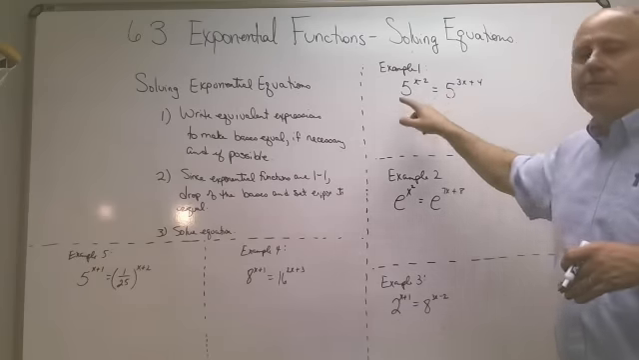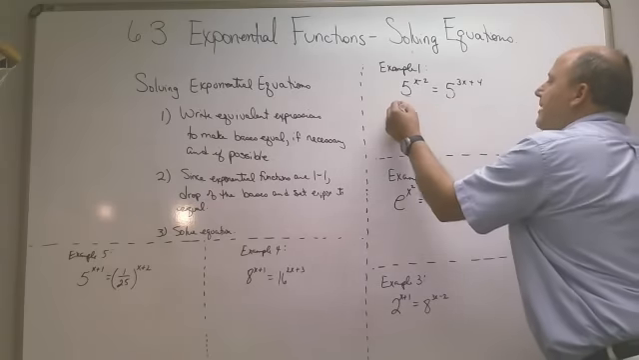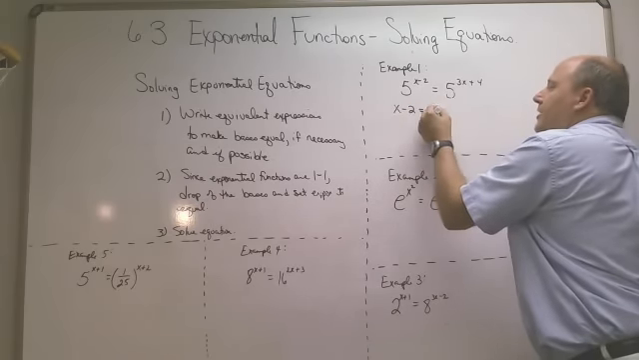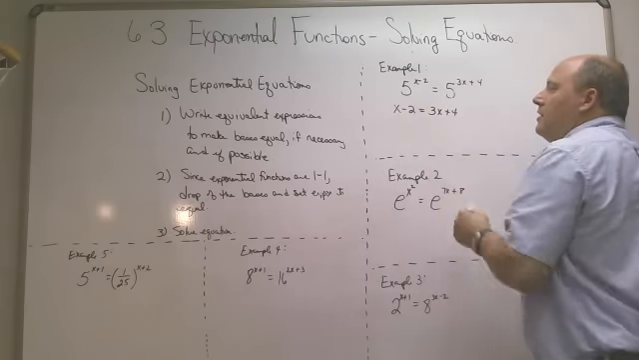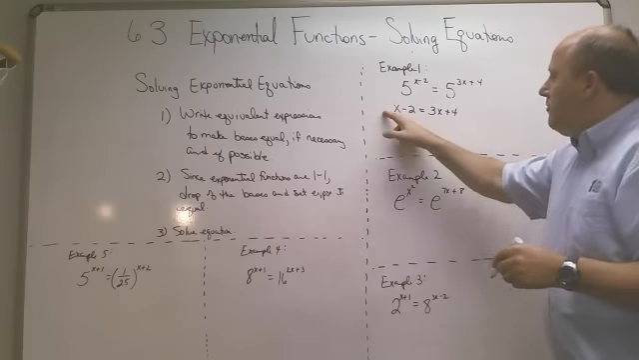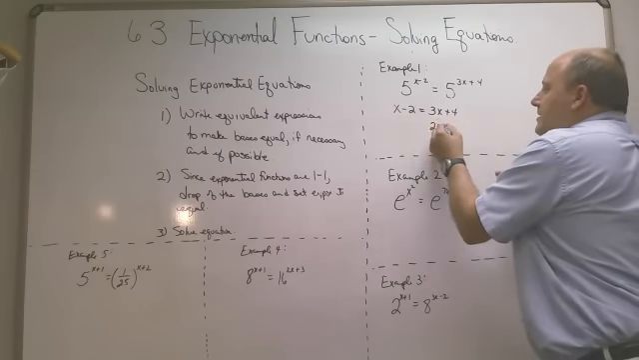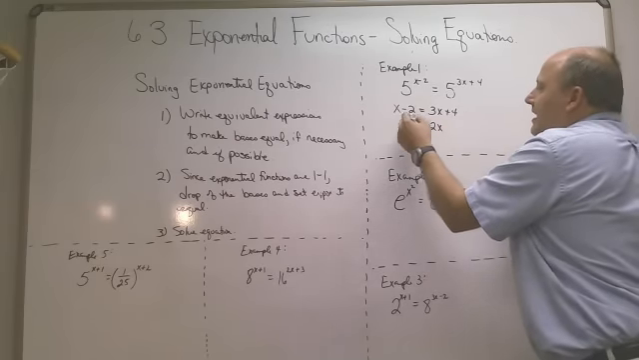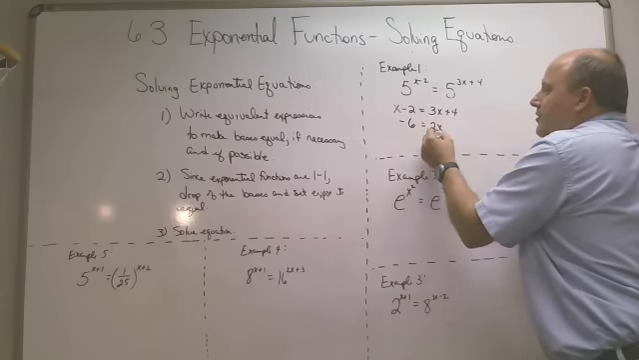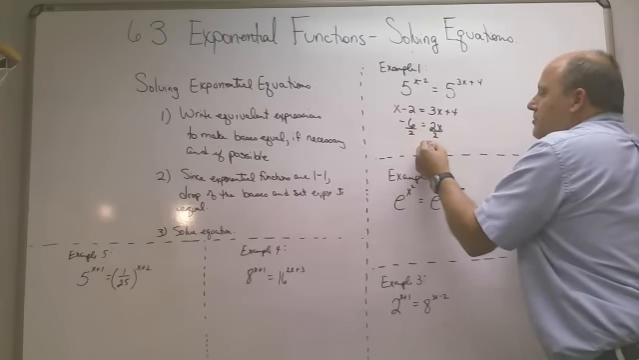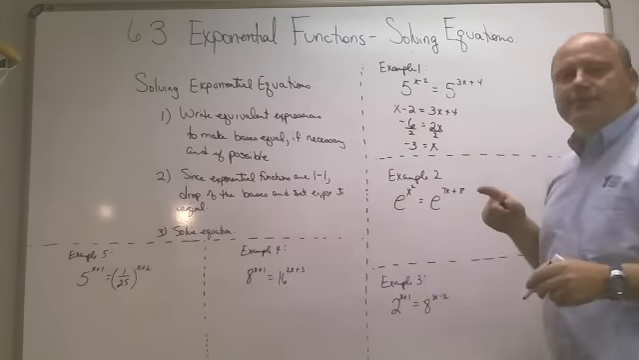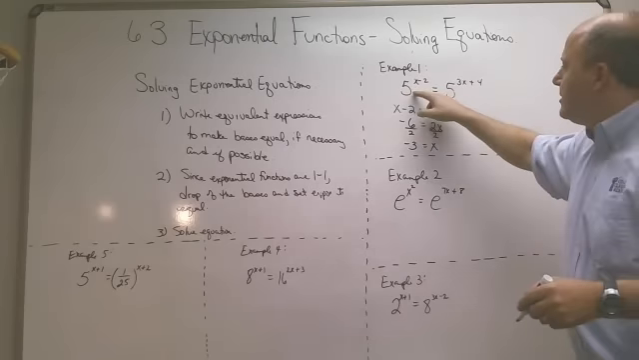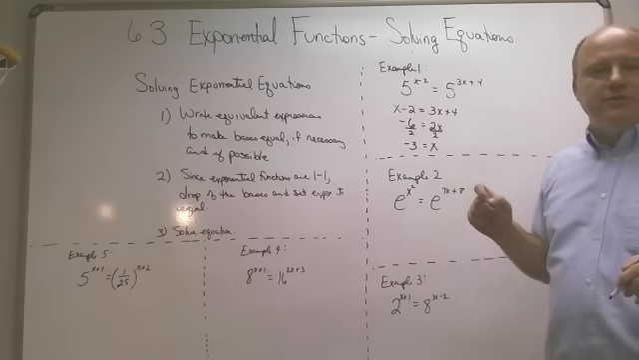All we have to do is drop off the bases and set x minus 2 equal to 3x plus 4. And so we'll move the x over here and make that 2x, and we'll subtract the 4 over this side. That's a negative 6, divided by 2, divided by 2. x equals negative 3. So at x equals negative 3, these two exponential functions will actually cross.